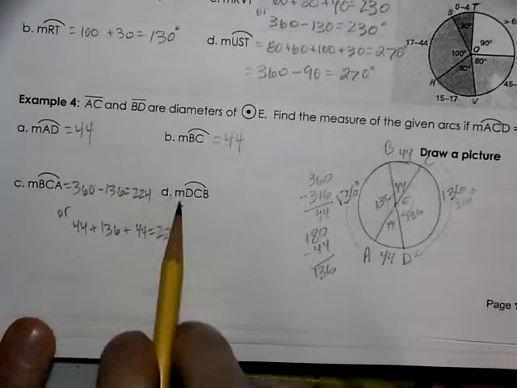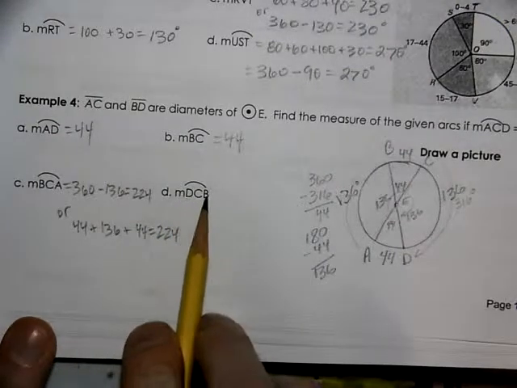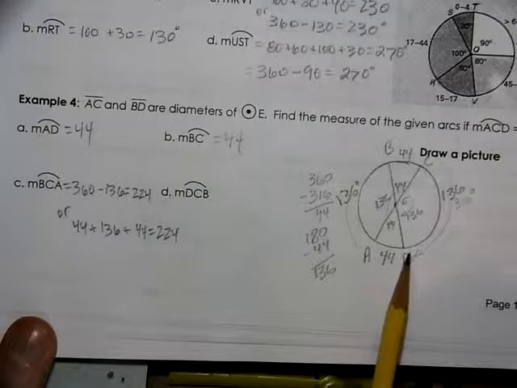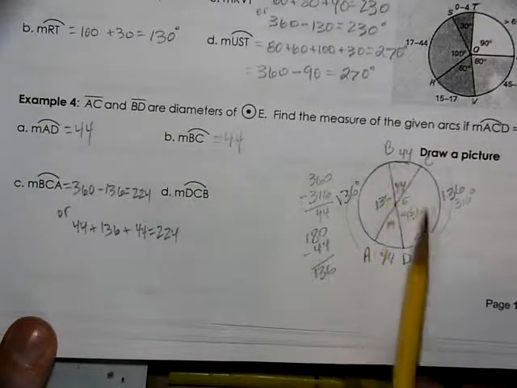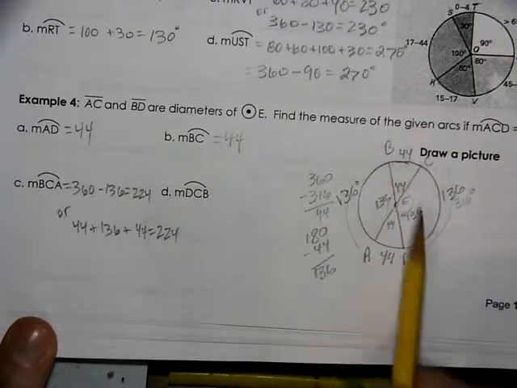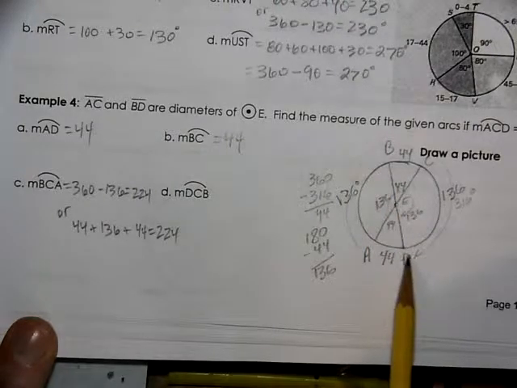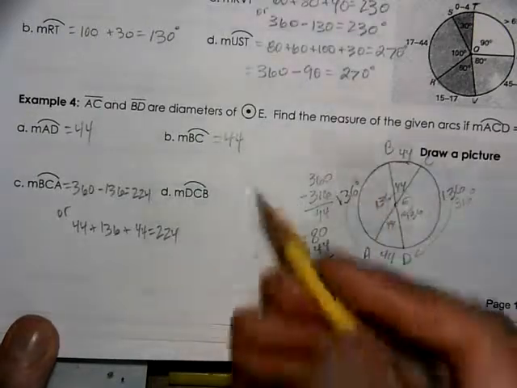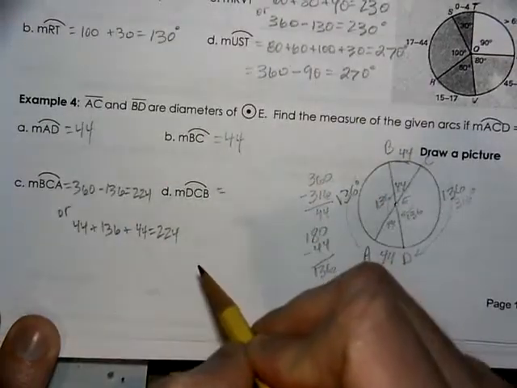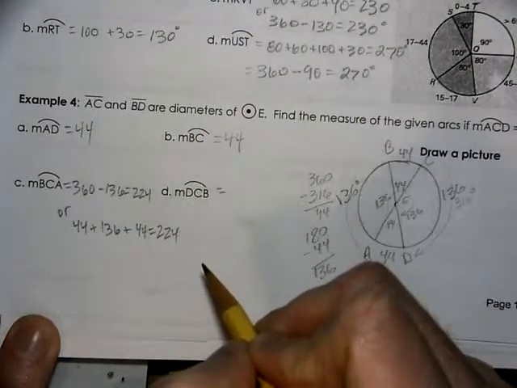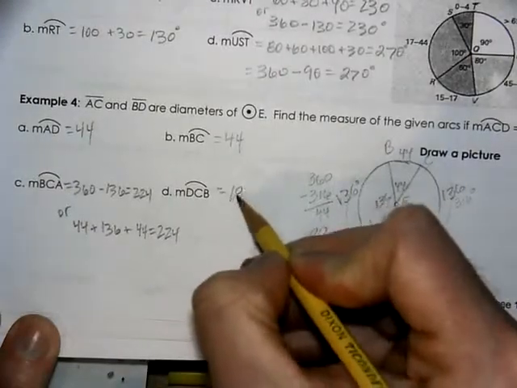So this last question, we're looking for the measurement of arc DCB. DCB, we're going that way. Well, D and B, that segment is a diameter. So arc DCB is also a semicircle. So that's going to be 180 degrees.